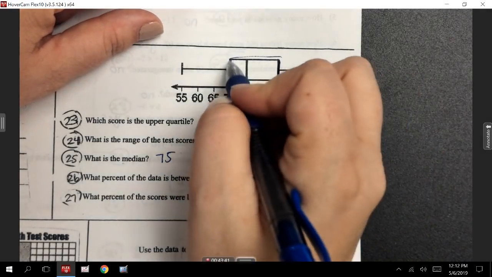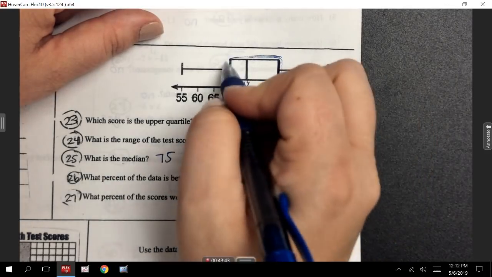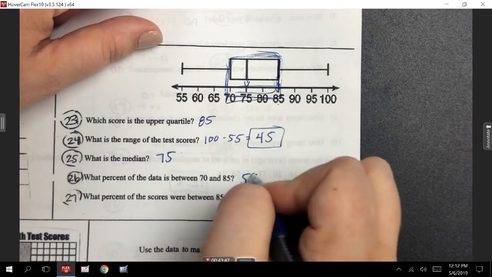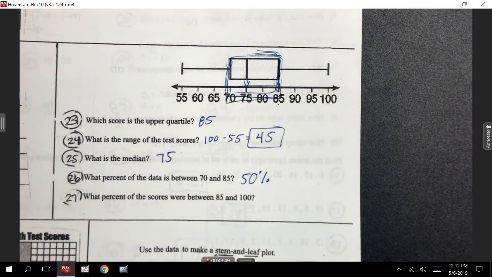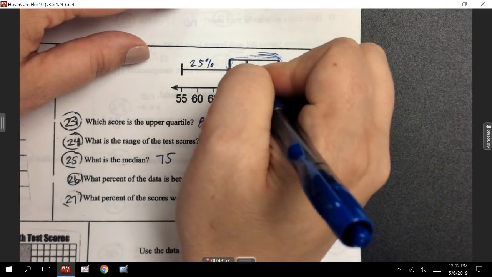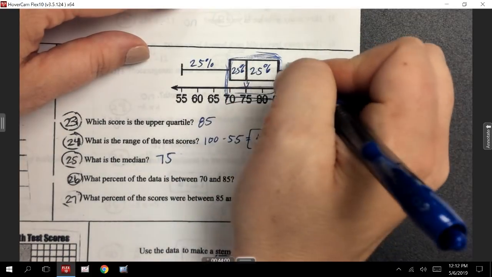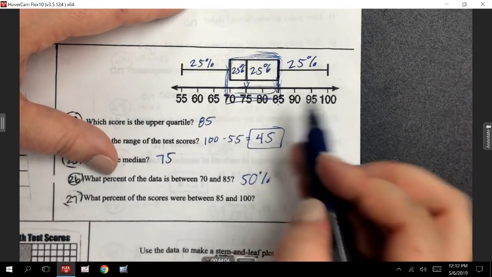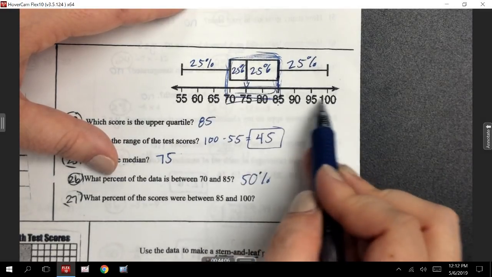What percent is between 70 and 85? So what percent of my data is in this box here? Does anyone remember? Davis? 50%. 50% is the box, 50% is the whiskers. Each piece is what percent? 25. So it's like this is 25%, 25%, 25%, and 25%. Excellent. What percent are between 85 and 100? So if I look just between 85 and 100, how much is that?